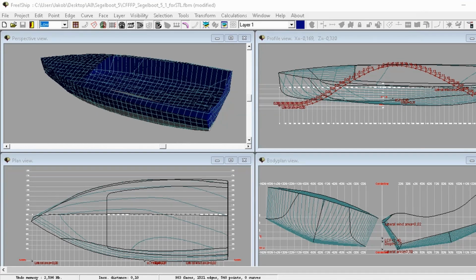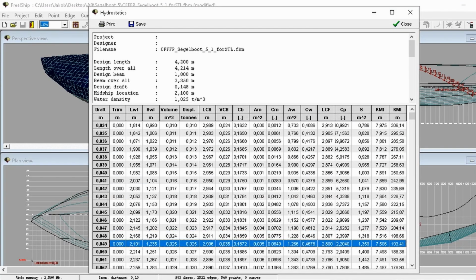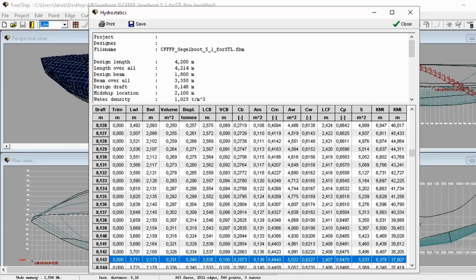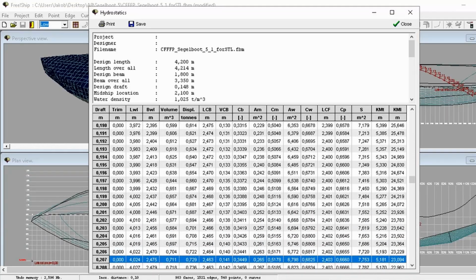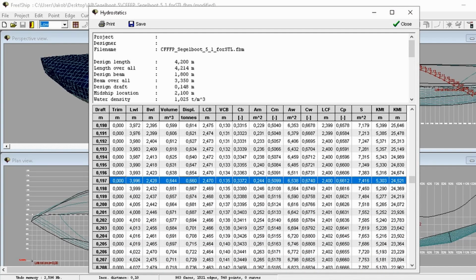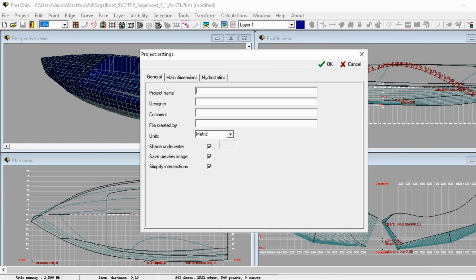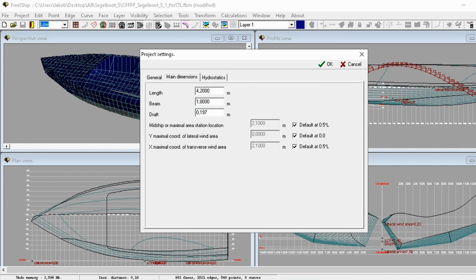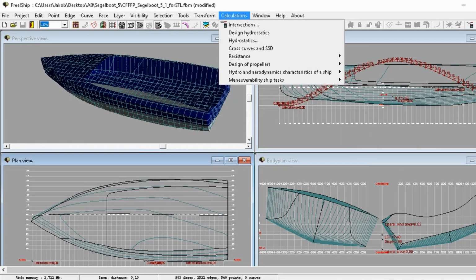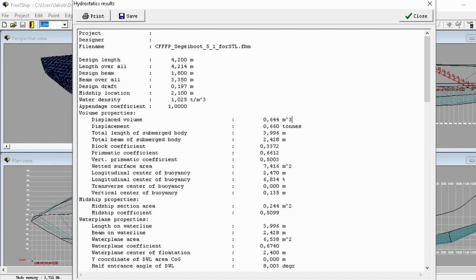Freeship has a default symmetry plane that cuts the hull in two halves. So I imported the full hull, moved it to the side, ending up with two times the buoyancy. But in that case, the center of buoyancy is still correct. To get the correct draft, I ran the hydrostatics tool and entered the draft into the project settings. In my case, the center of buoyancy moved about 3% aft at a heel of 15 degrees.